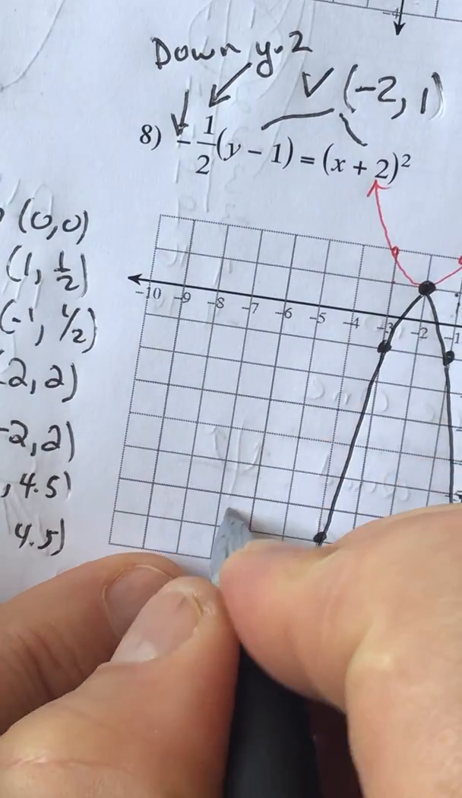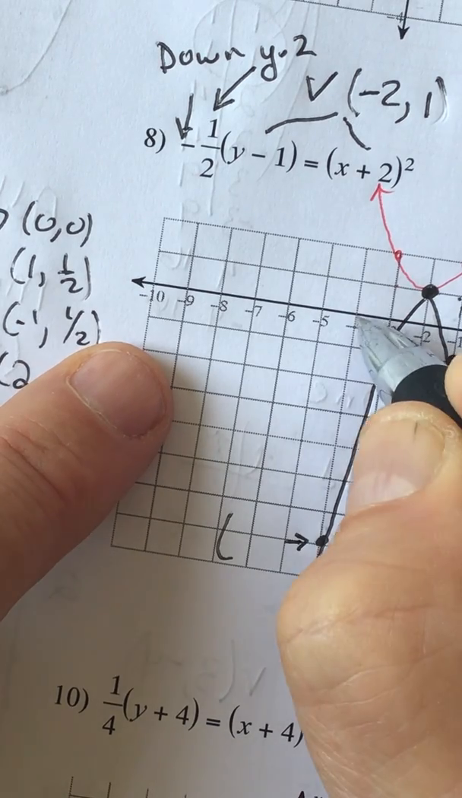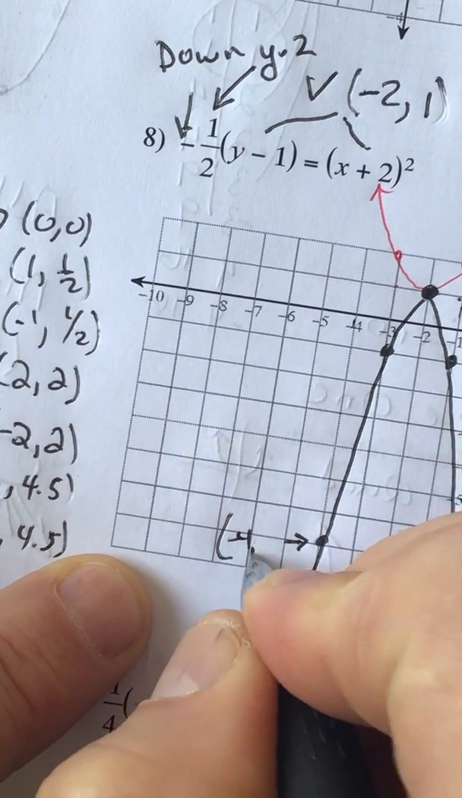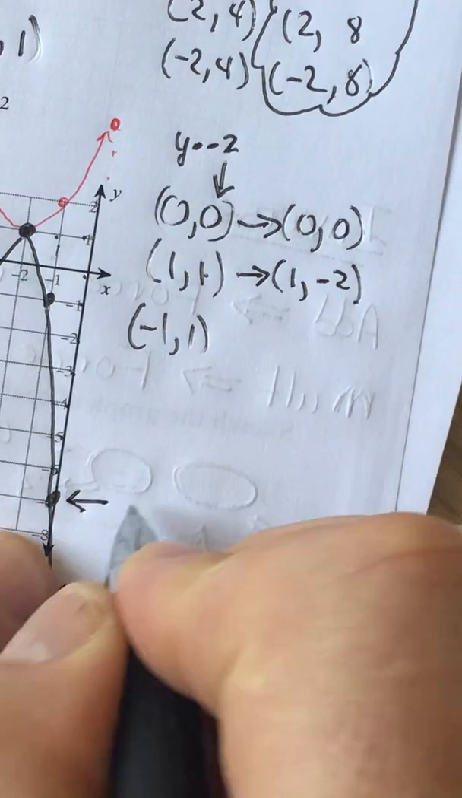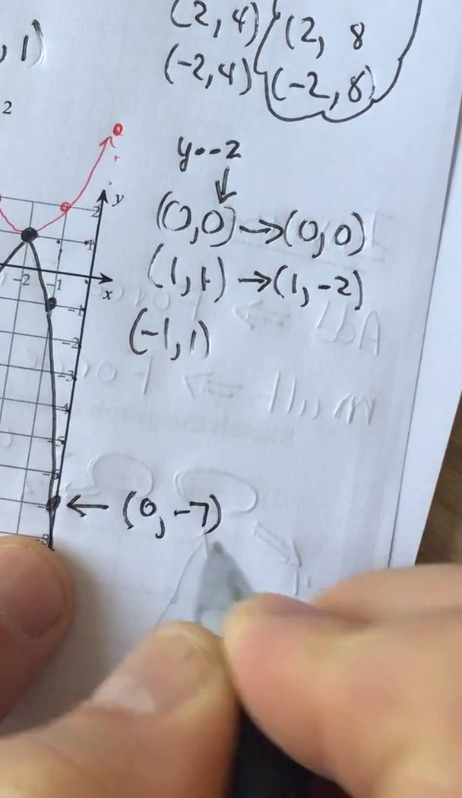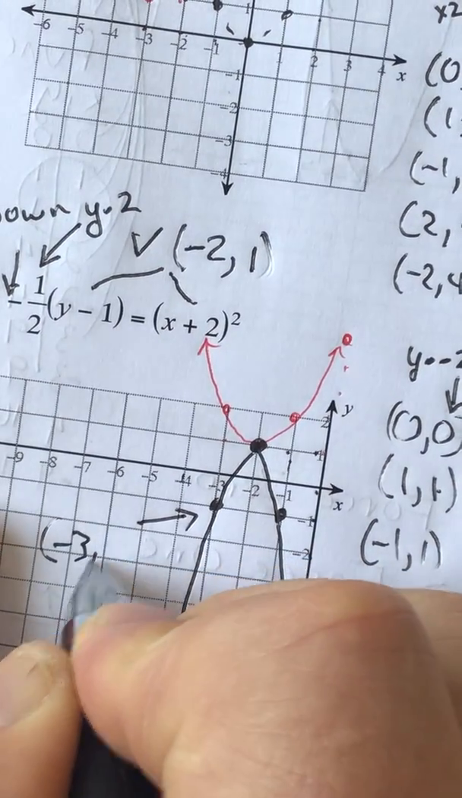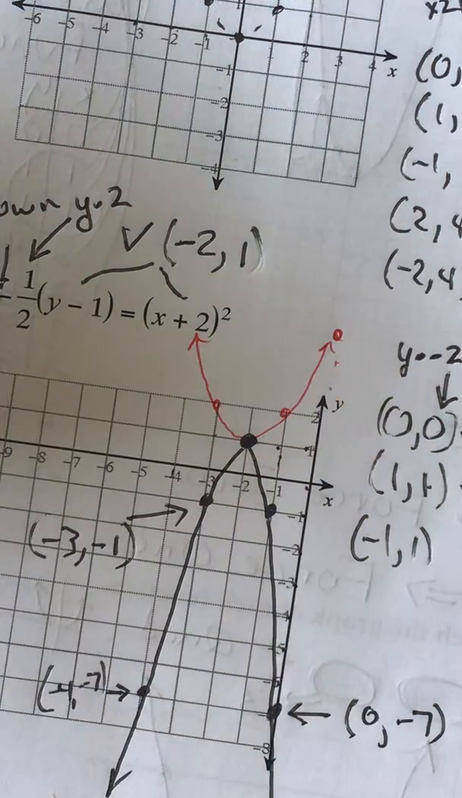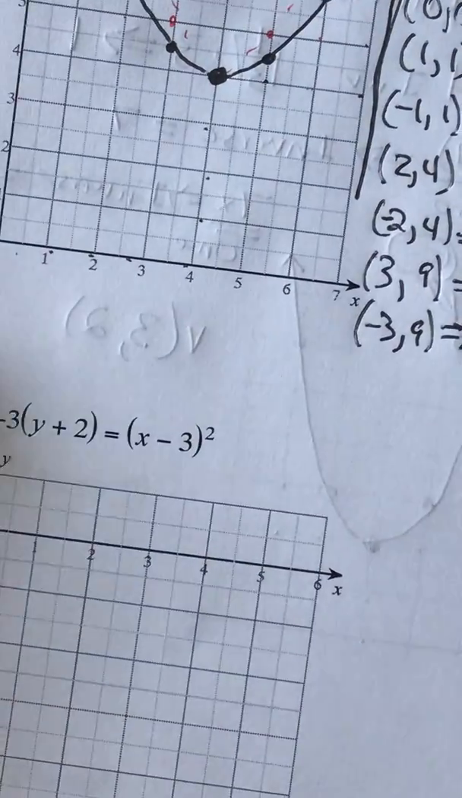So I can now identify what this point is right here. This point from 0, 0 is at -4, -7. I also know what that point is. That point right there is at 0, -7. I know what that point is. That point is at -3, -1. So I can identify all of these values now just by intuition, because I know what these numbers are doing.